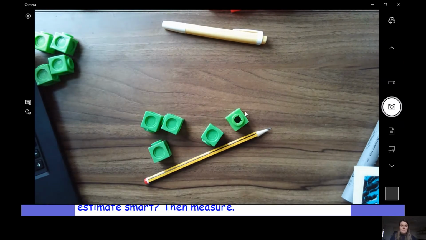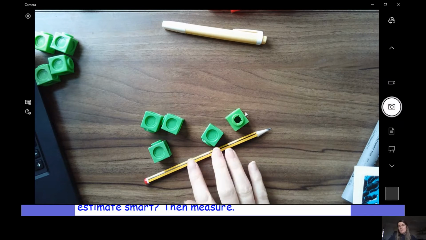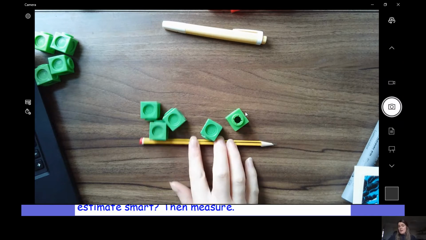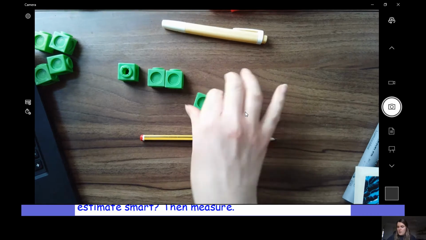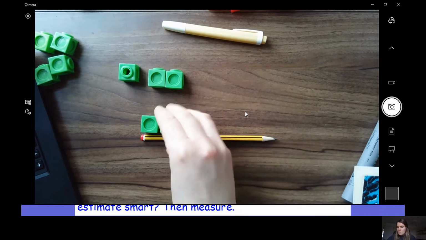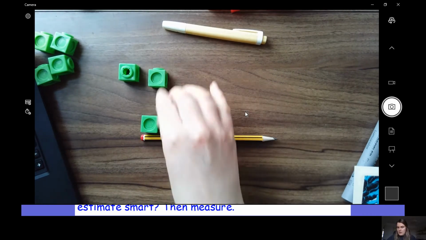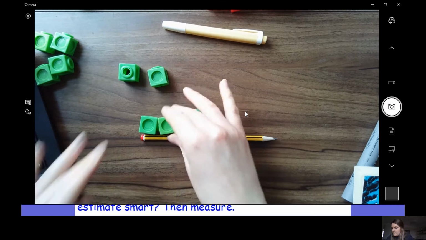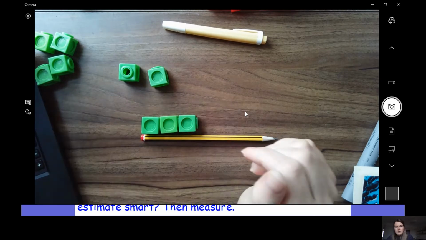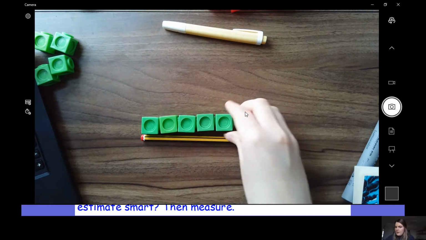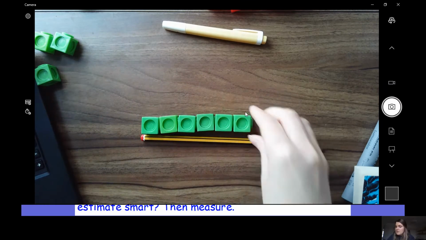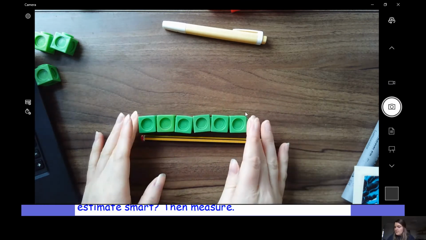There you go. Measured. That's not how I measure. How do you know that's not how I measure? Because I have to put them along the pencil. Okay, let's measure properly. 1, 2, 3. Do I keep going? Yes, well done. 4, 5, 6. Now I'm going to stop because this is what I estimated.